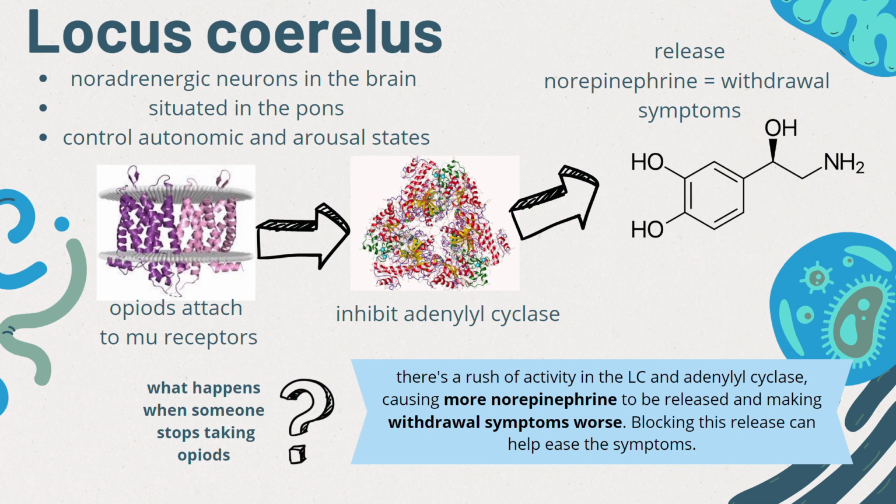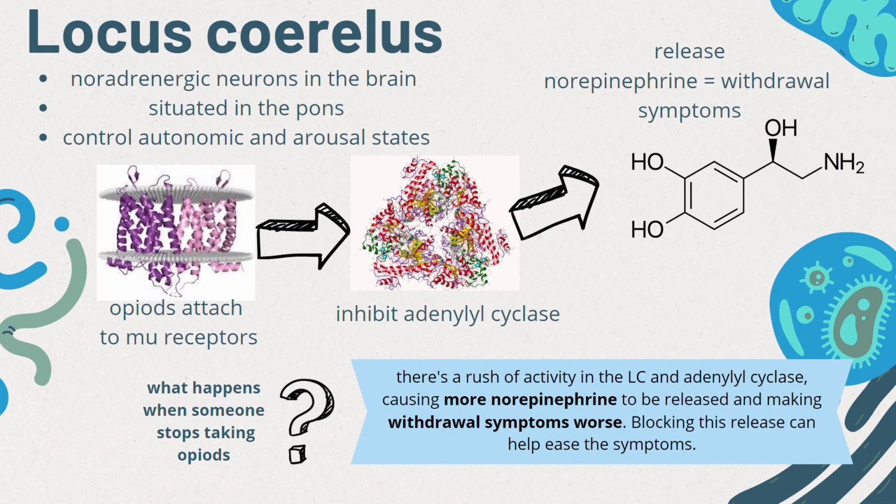Now we're going to discuss the locus coeruleus, which is the part of the brain which contains many noradrenergic neurons and helps regulate our body's functions and alertness. Tolerance and dependence on opioids happen when these drugs attach to opioid receptors in the LC, which are going to inhibit the adenyl cyclase. This attachment reduces the release of a chemical called norepinephrine, which is going to make us feel more sleepy, slow our breathing, and lower our blood pressure.